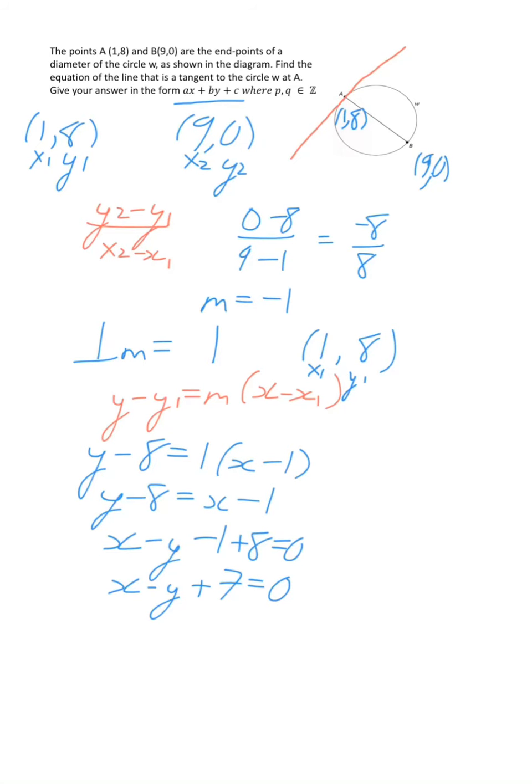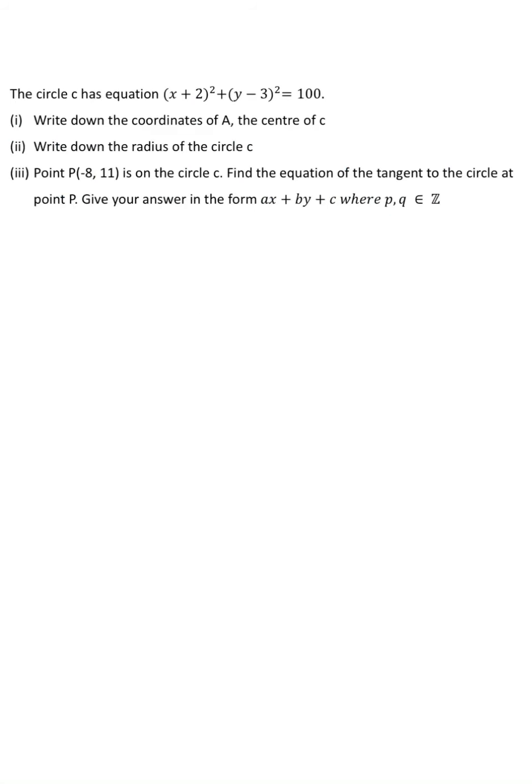Okay, let's have a look at another one. In this question, we're told the circle C has equation (x plus 2) all squared plus (y minus 3) all squared equal to 100. And then we need to write down the coordinates of A, the center of C. In part 2 then, we need to write down the radius of circle C. So the first thing I'm going to do here is I'm just going to write down the equation of a circle, which is given to you in the logbooks.